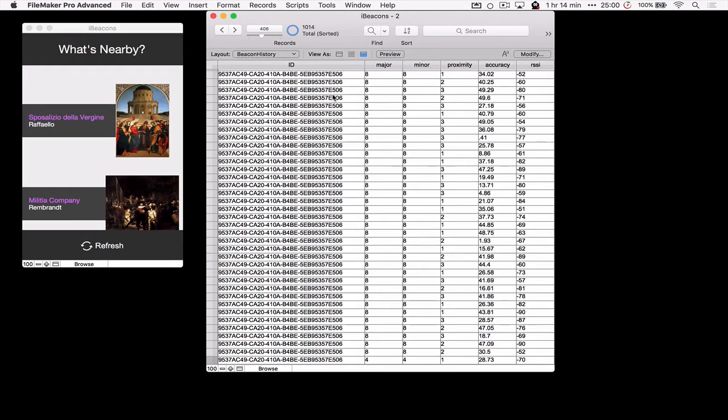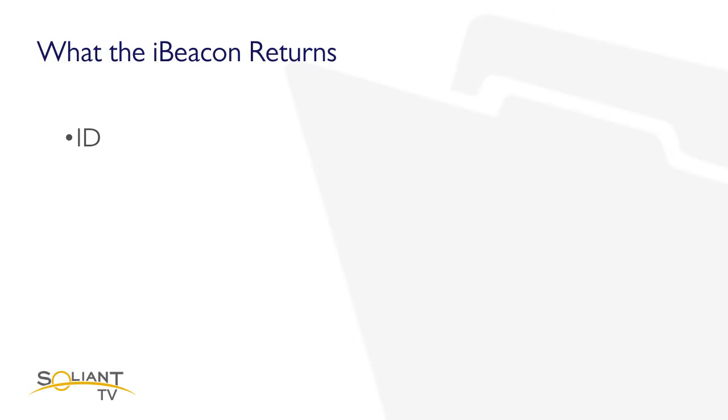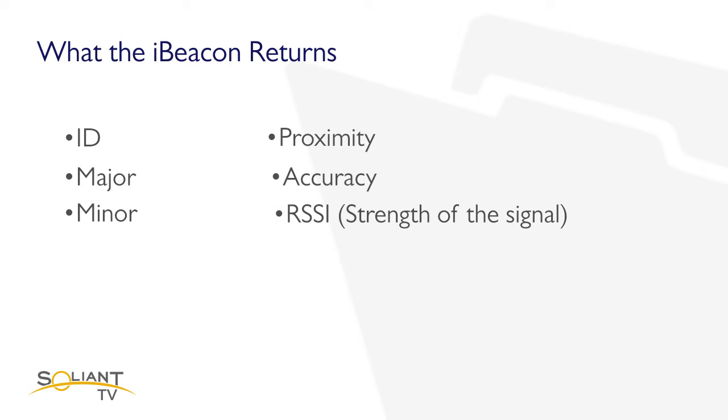And in the previous video, I talked about the six different things that you get from an iBeacon. You get the ID, the major, the minor, the proximity, how far it is, the accuracy, and then the RSSI, or the strength of the signal.